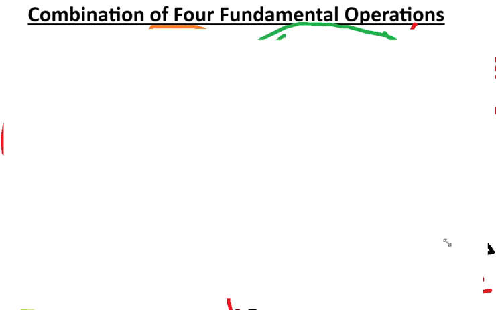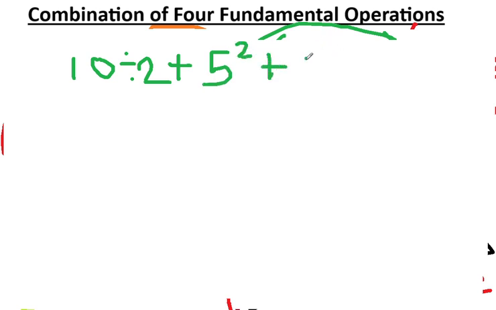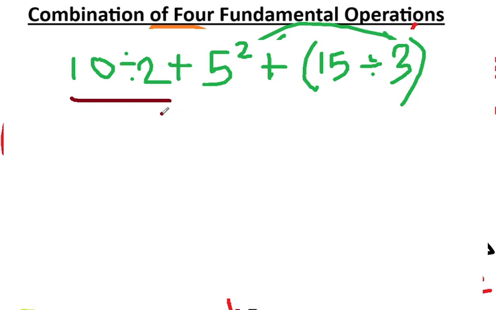Moving on to the next question, because I haven't spoken about exponents. Well, let's have another question like that. 10 divided by 2 plus 5 squared plus, or yeah, 15 divided by 3. Okay, in this question, we have division, to which we have been giving the first preference till now, because the sums that we have done till now had multiplication, division, subtraction, and addition. It did not have any exponents or parentheses or brackets, right?